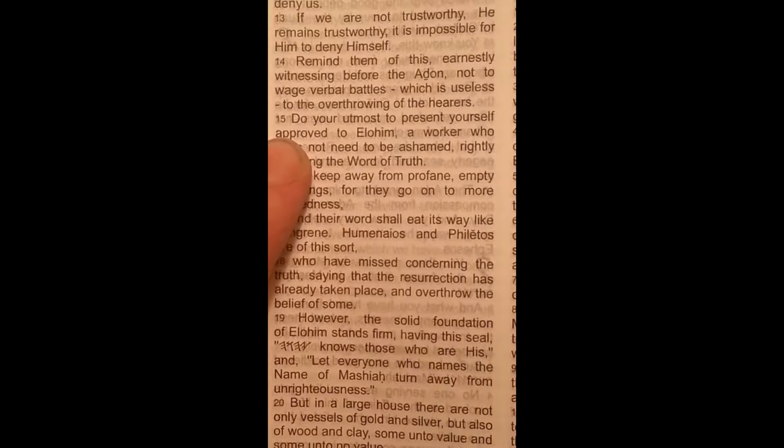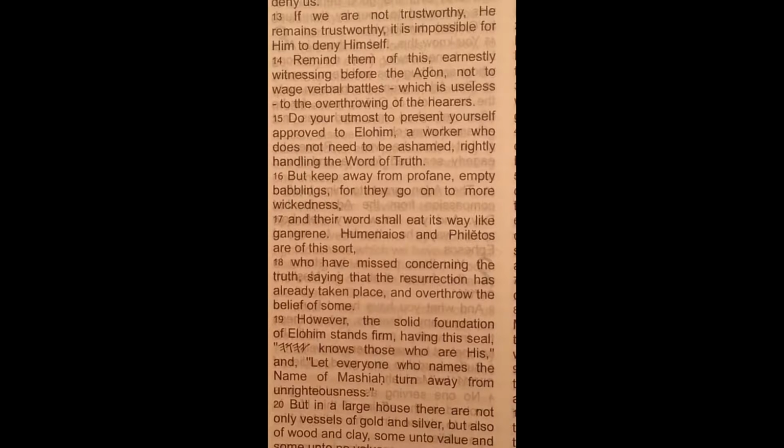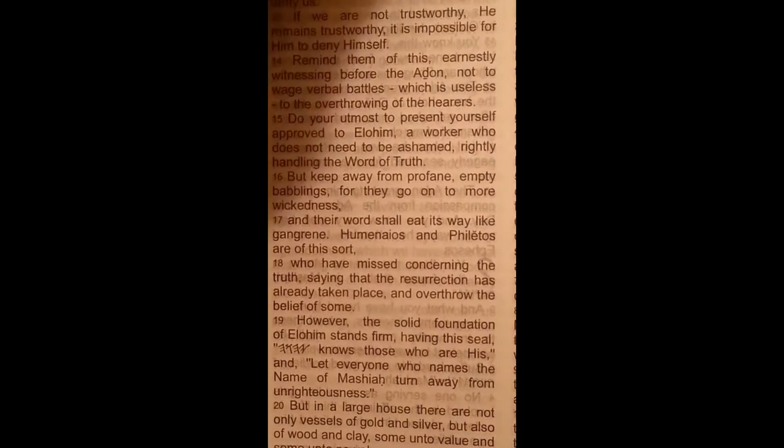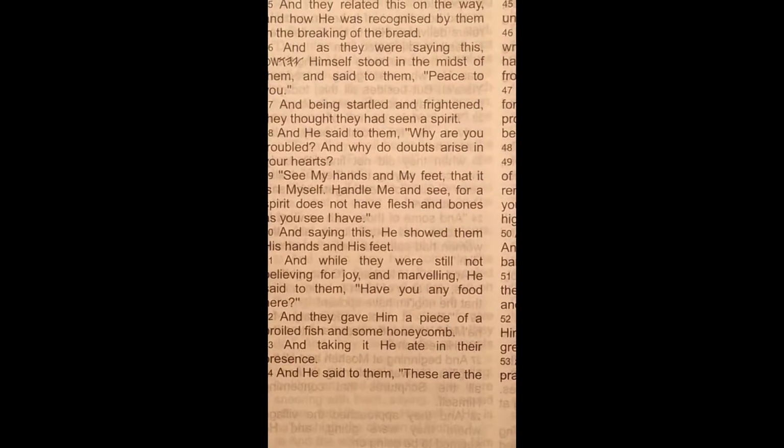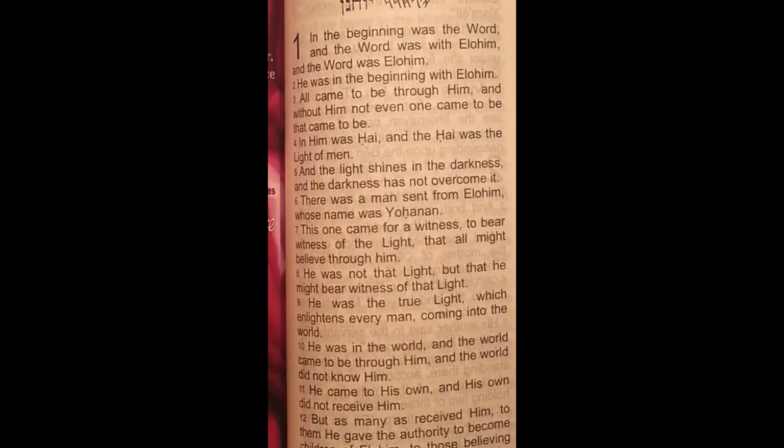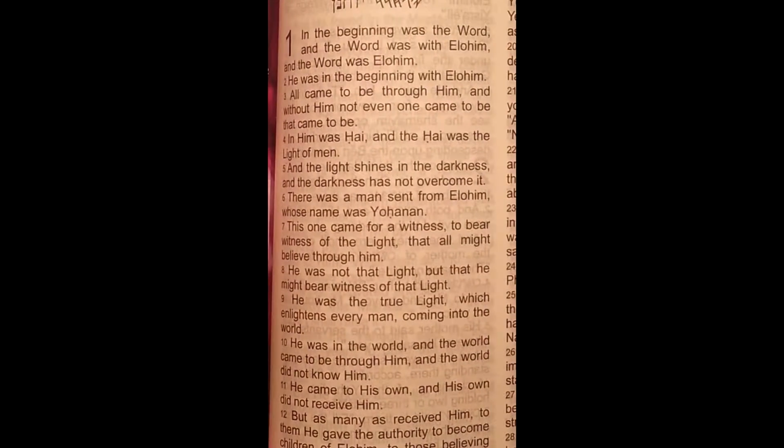Second Timothy chapter 2 verse 15. Do your utmost to present yourself approved to Elohim, a worker who does not need to be ashamed, rightly handling the word of truth. That's an interesting verse. So now, let's go to Yohanan.